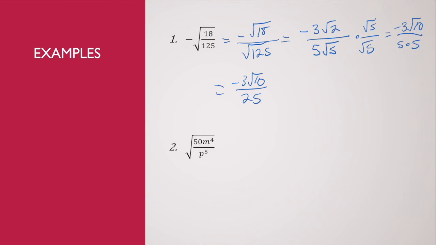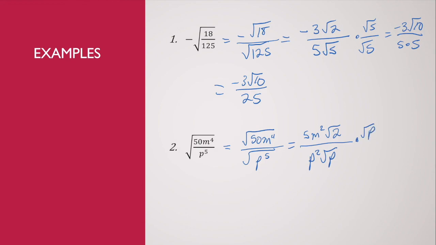For problem 2, we got some variables involved. That's always fun. So I have the square root of 50 m to the 4th over the square root of p to the 5th. My denominator is going to simplify to p squared square root of p. My numerator is going to simplify to 5m squared square root of 2. I know that's very exciting, Kat. And I need to multiply the top and the bottom by the square root of p. So I have 5m squared square root of 2p over p cubed. And I can't simplify this any further.